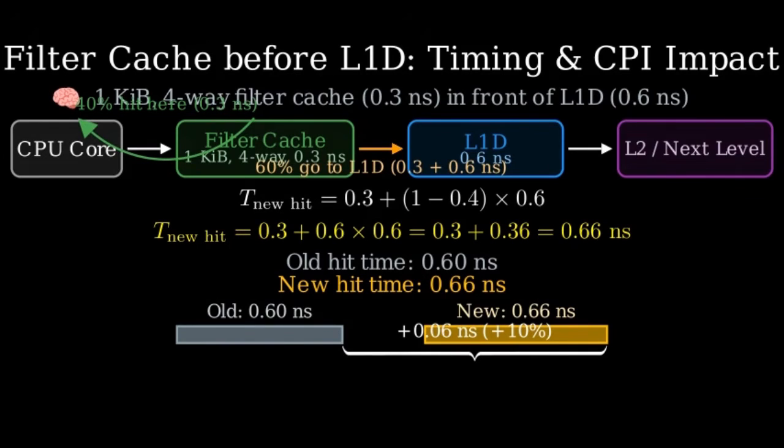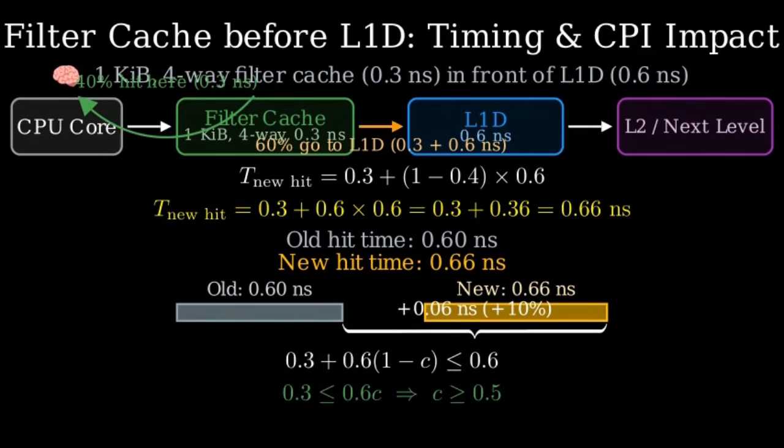A neat insight: there is a break-even capture rate where the filter cache does not hurt the average hit time. Set 0.3 plus 0.6 times (1 minus c) equal to 0.6 and solve for c. You get c greater than or equal to 0.5. In other words, the filter cache must capture at least 50% of the level 1D hits to avoid slowing the hit path. Now, how does this change in hit time affect CPI?